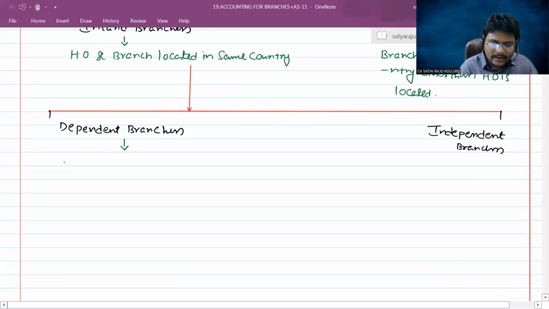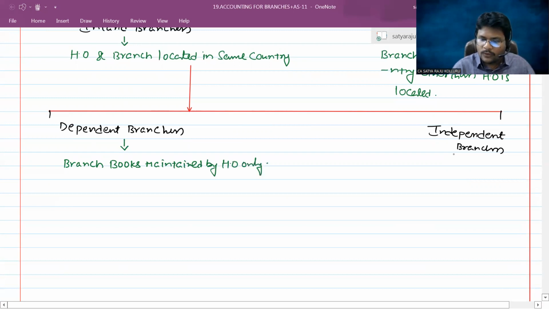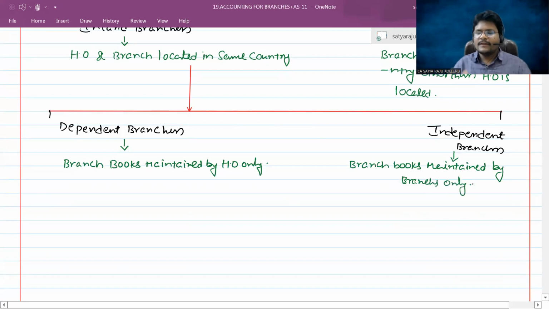What is the layman definition or meaning of dependent branches? So in case of dependent branches, branch books are maintained by the head office only. Coming to the independent branches, here branch books are maintained by the branches only. That is the difference between dependent branches and independent branches technically.